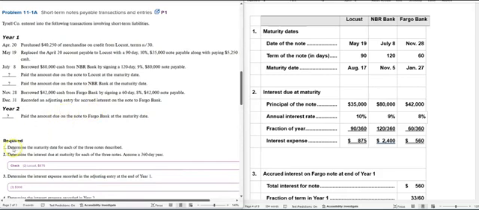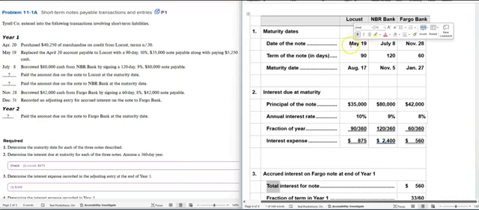The first thing we're going to do is determine the maturity date for each of these 3 notes that were described. The maturity date is determined based off of the date that the note is signed and its duration. So this Locus note, it was issued on May 19th. It is a 90-day note. So we need to determine when this thing will expire.